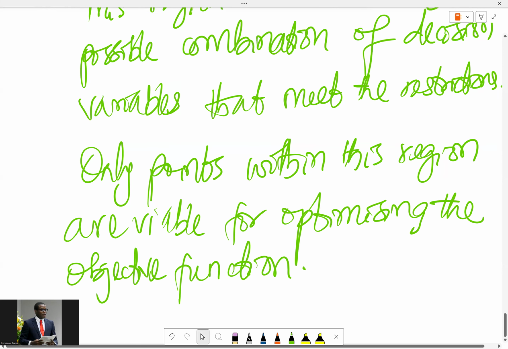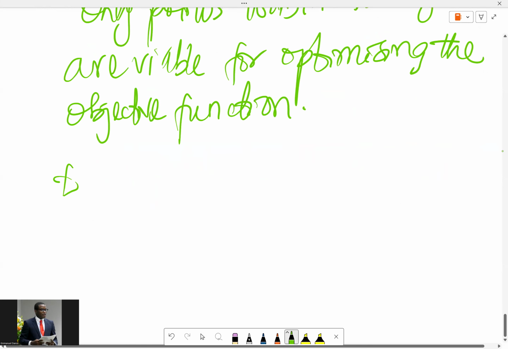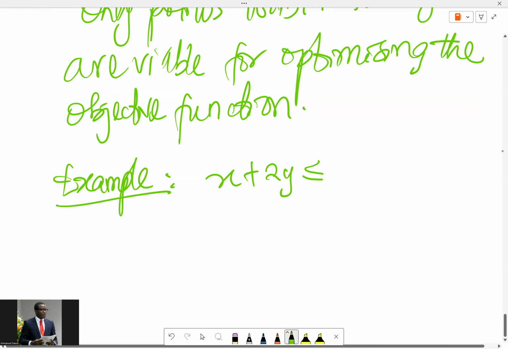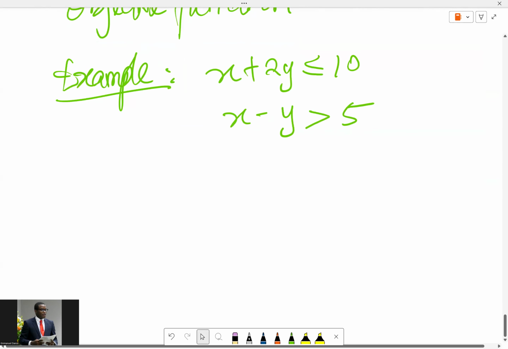Okay. Now, I think I like to do an example. Let's just look at this. So imagine that you have x plus 2y less than or equal to, say, 10, whereas you have x minus y greater than 5. So if you want to find a feasible region for this, usually the way to go is, you take x plus 2y less than or equal to 10.